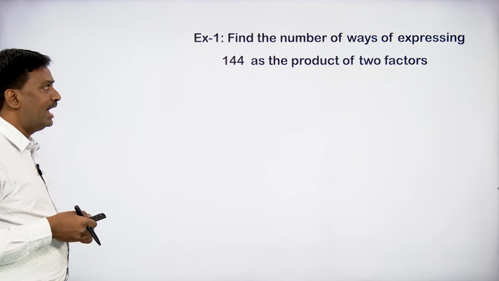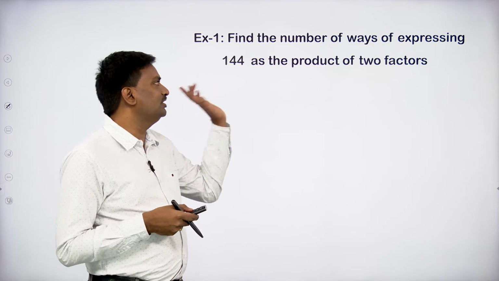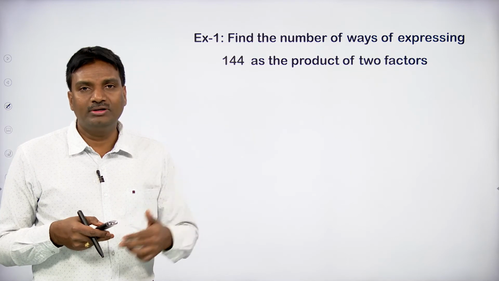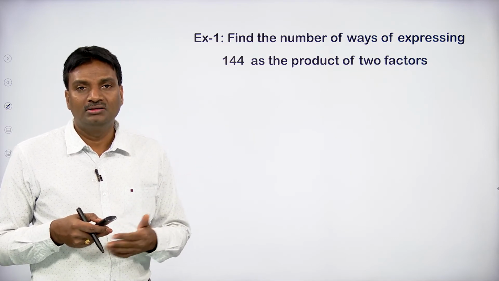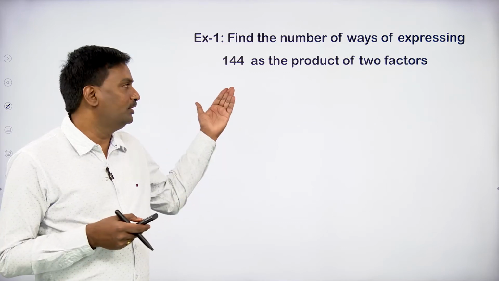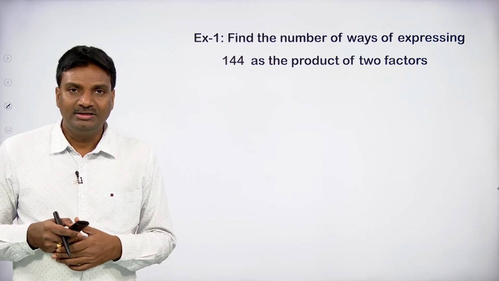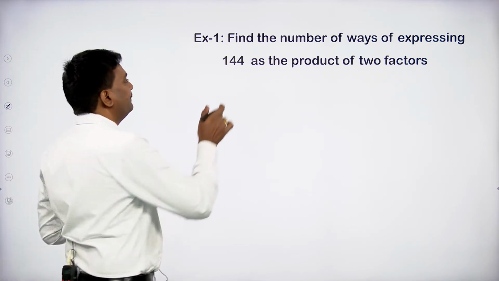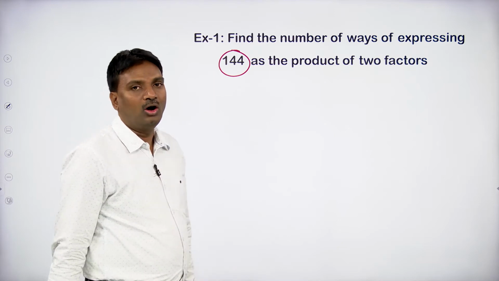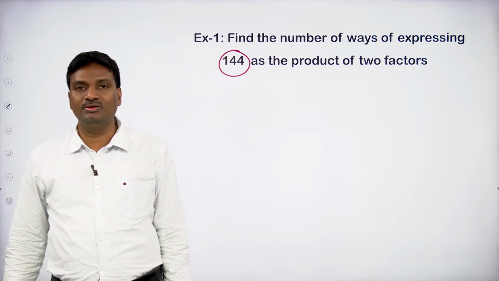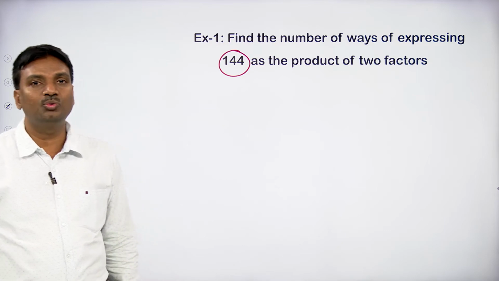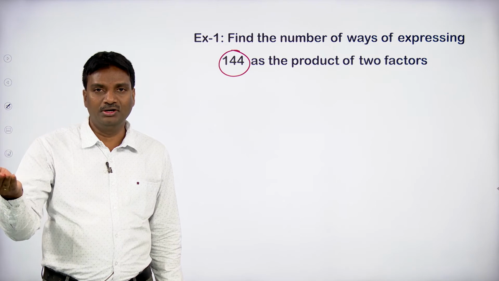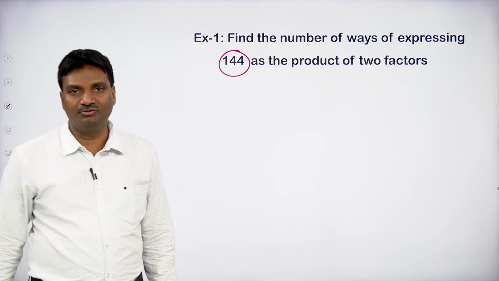Here the problem is given as: find the number of ways of expressing 144 as the product of two factors. 144 can be written as 1 into 144, 16 into 9, 24 into 6, like that. But here we have to use the formula. In how many ways can we express the number 144 as the product of two factors?